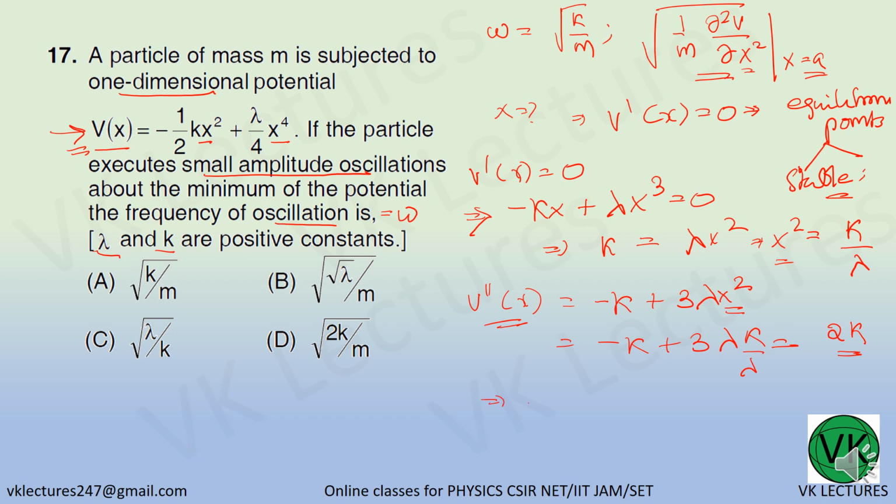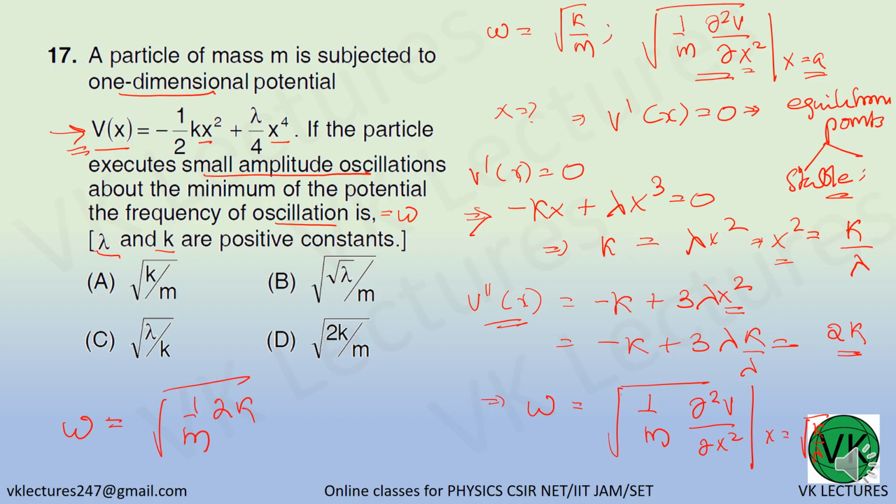Now we need omega. Omega is equal to the square root of 1 by m into ∂²V/∂x² at x equal to the square root of k by λ. That is what you are getting, 2k. So omega is equal to the square root of 1 by m into 2k, that is the square root of 2k by m. So your option is option D, the square root of 2k by m. This is the frequency of oscillation.